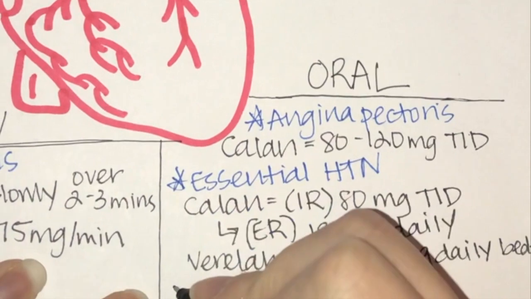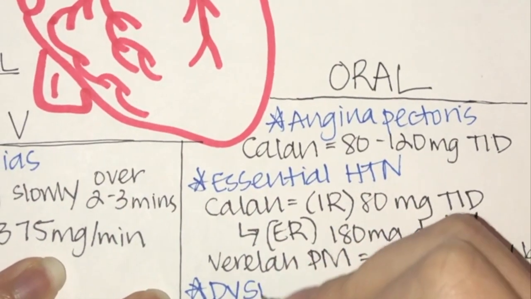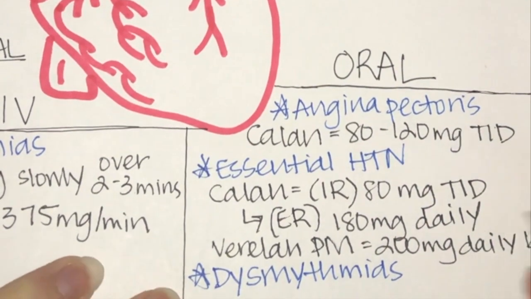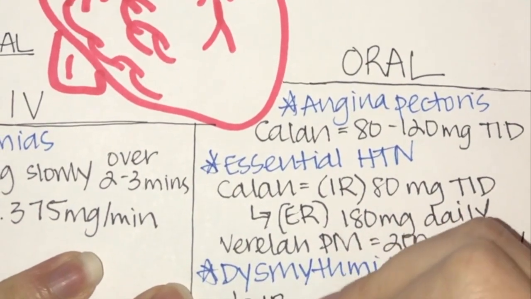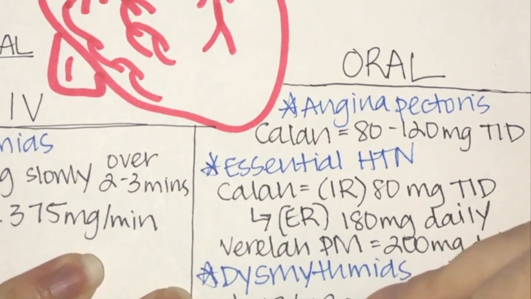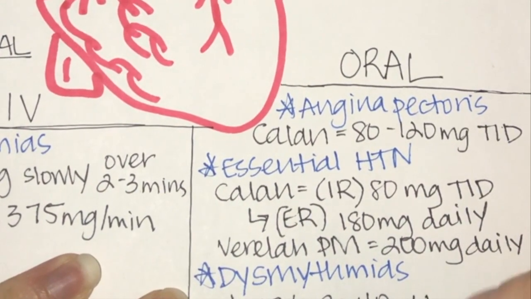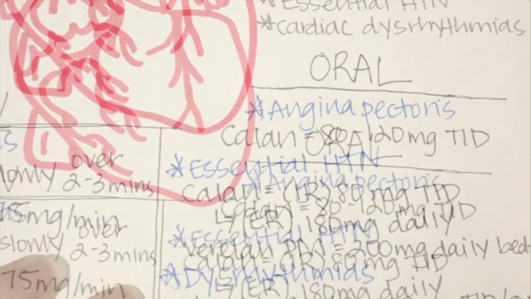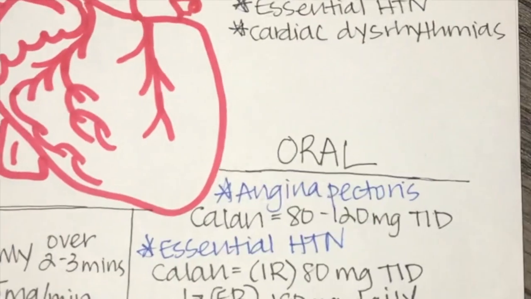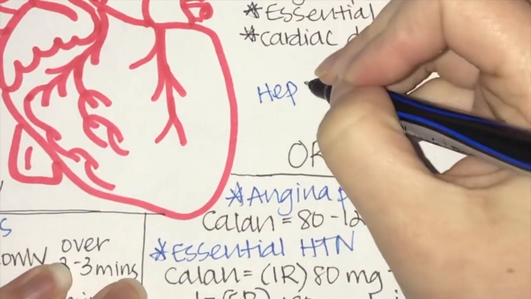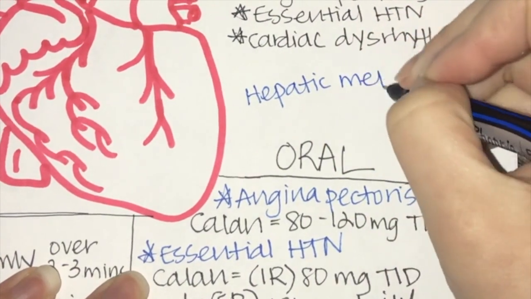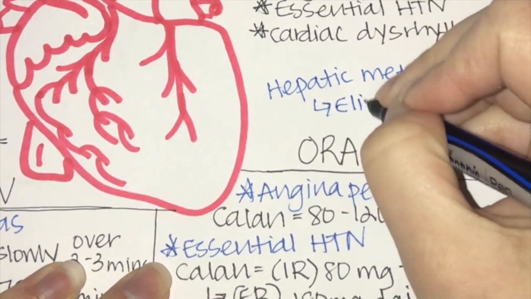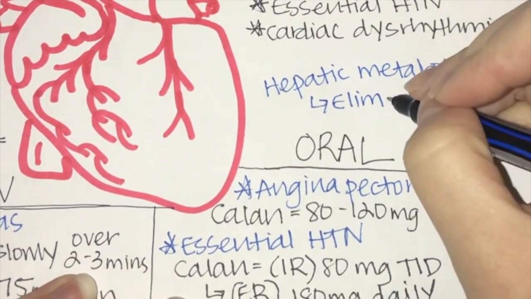And then it's also used for cardiac dysrhythmias. There's immediate release or extended release options, and the dose ranges from 40 to 120 milligrams 3 times a day to 4 times a day. And some other important things to mention are its hepatic metabolism, and elimination is also through hepatic metabolism due to the extensive first pass effect.